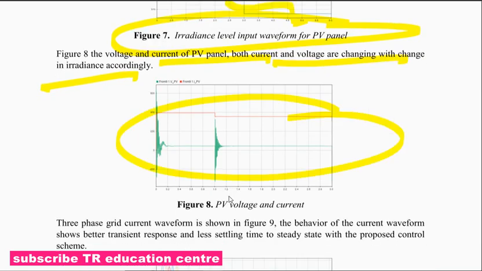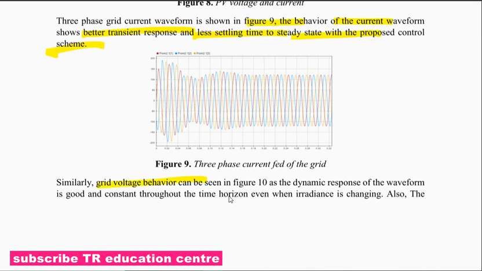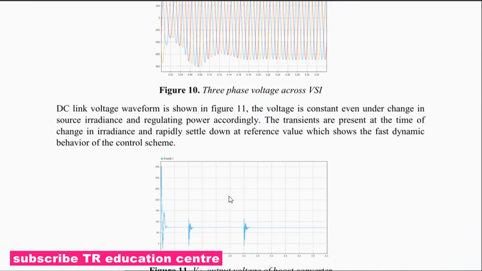Both the current and voltage of the PV panel change with the radiance accordingly. The PV voltage and current and the three-phase grid current waveform are shown in the figure. The current waveform shows better transient response and less settling time in steady state with the proposed control scheme. Similarly, the grid voltage behavior can also be seen in figure 10. The dynamic response of the waveform is good and constant throughout the time horizon, even when the radiance is changing. Also, the three-phase current and voltage initially produce variable amplitude in the transient state, but the controller produces a control signal which smooths the waveform.